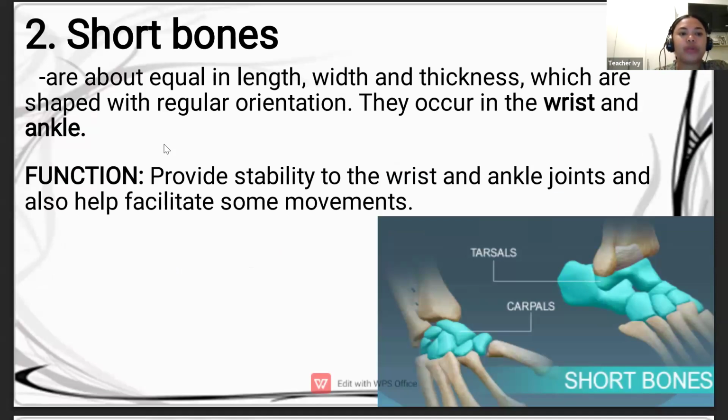We have the short bone. Short bone, you already know, is about equal in length, width, and thickness. So the function provides stability to the wrist and ankle joints and also helps facilitate movements. So as you can see, some of the short bones are found in our tarsals and metatarsals.